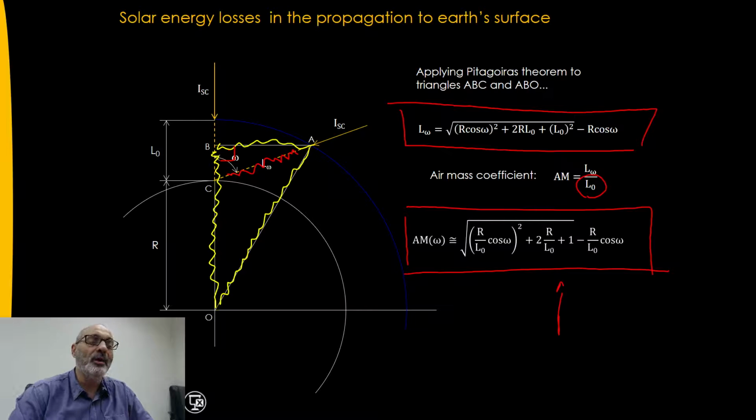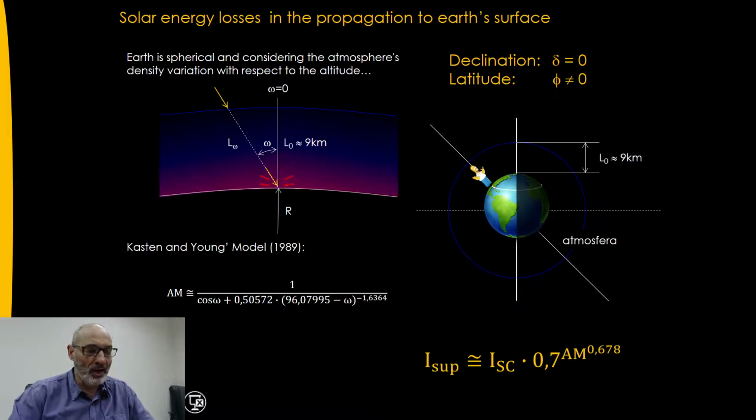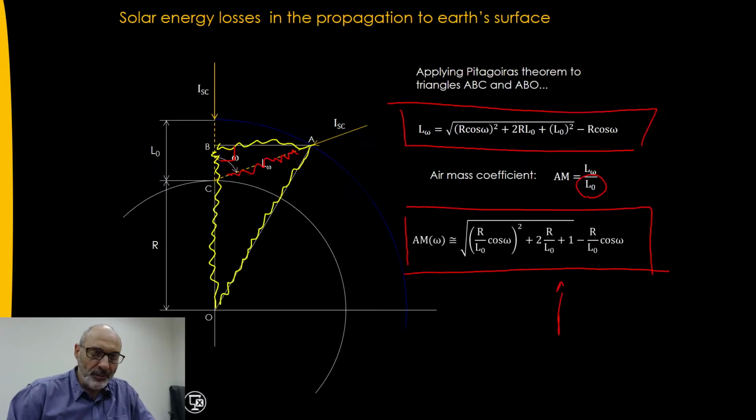And this model here is what we call a spherical model. Okay, you have other models to assess the air mass coefficient. I'm going to show you one and then make a comparison. This model that I just deduced for you assumes that absorption is independent of the altitude. So it assumes that the atmosphere is homogeneous.